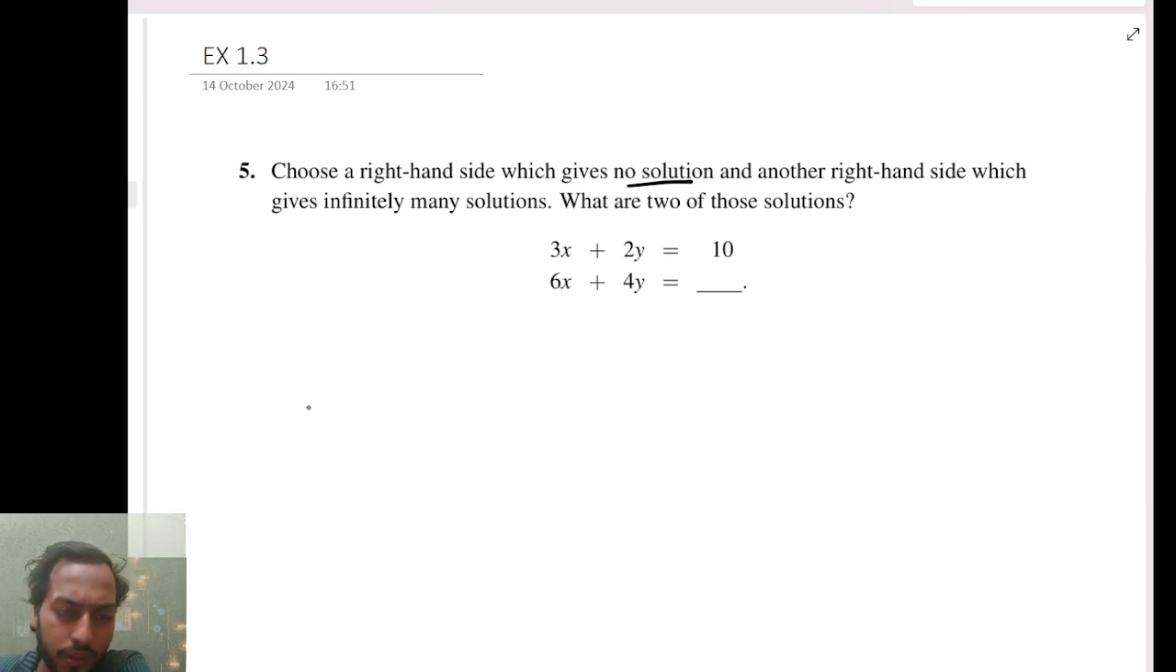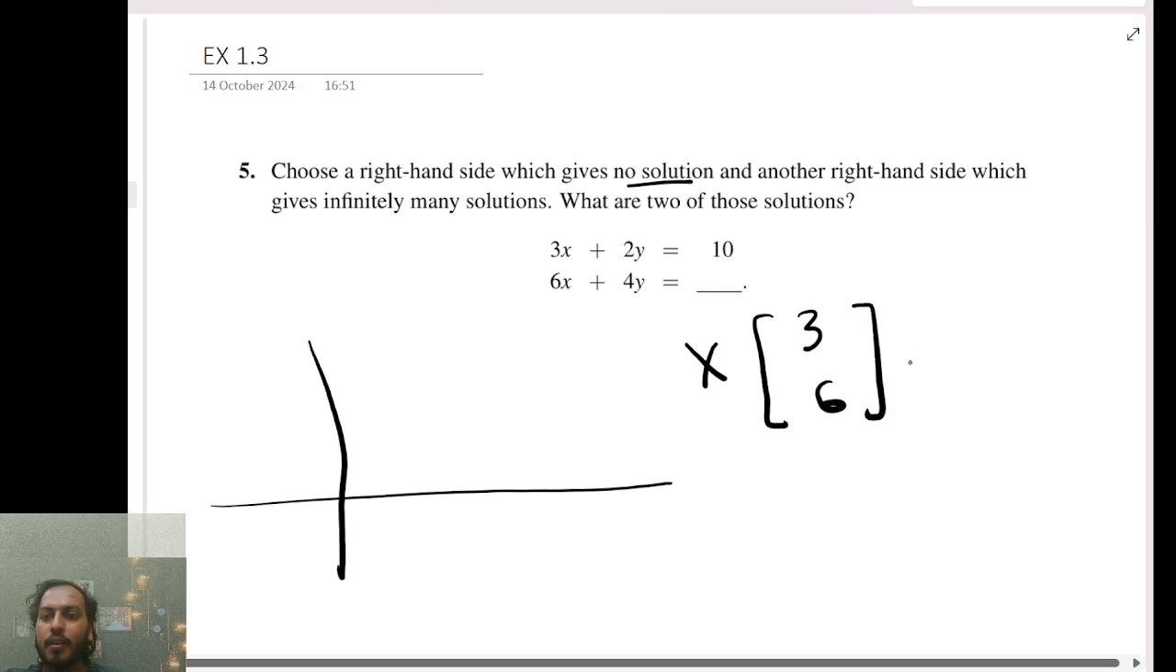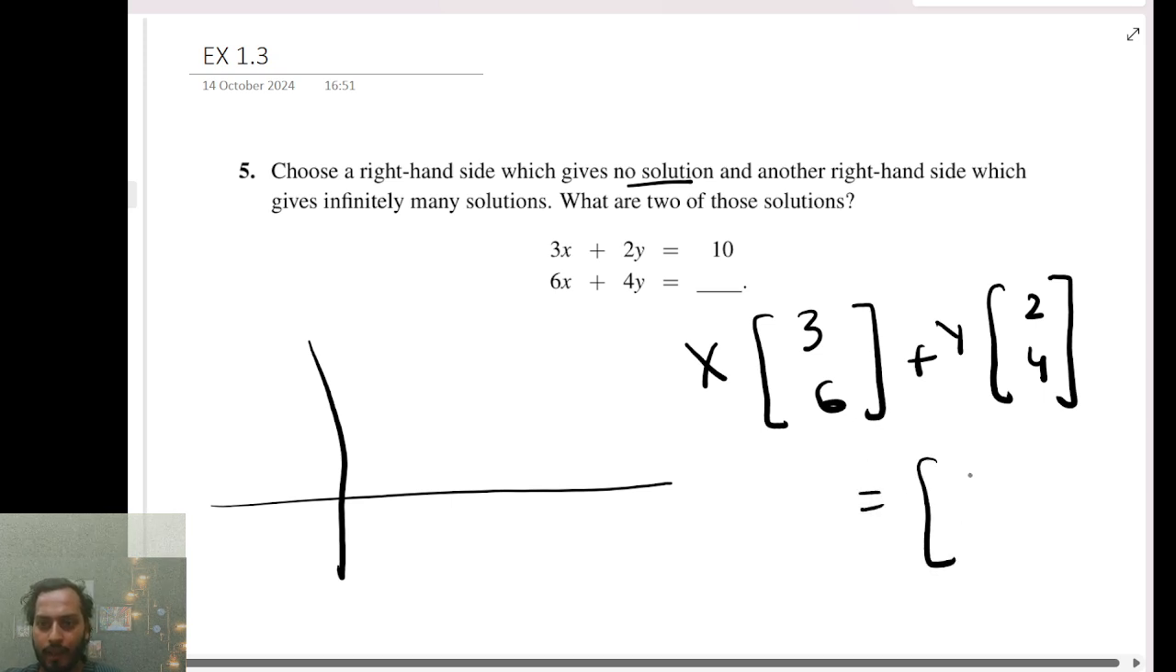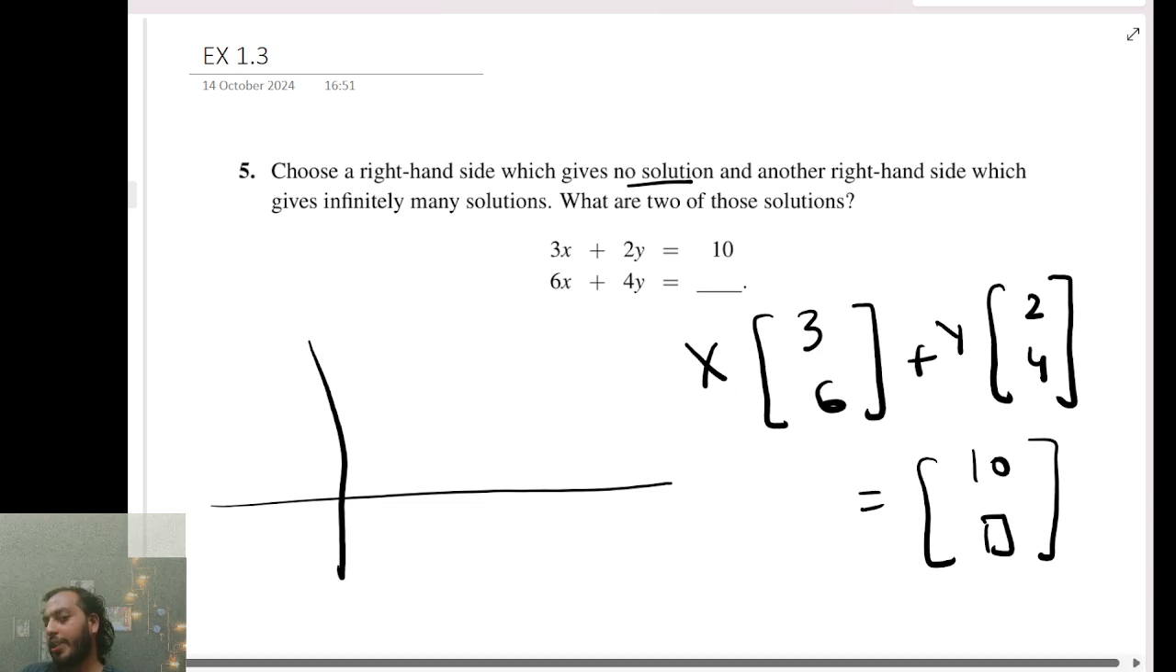Let's assume the column picture here. Are you seeing that? My first vector is 3 and 6. My second vector is 2 and 4. And I want to combine those two vectors in the right amount so that I will reach 10 or what? You need to fill this blank. Now you need to tell me what I should fill in here so that you will get a valid solution, or you will be able to reach it.